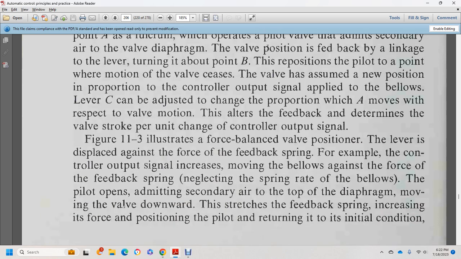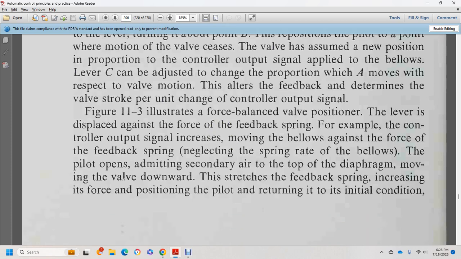Figure 11.3 illustrates the force balance of the valve positioner, balanced against the force of the feedback spring. For example, the controller output signal increases to move the valve against the force of the feedback spring, neglecting the spring rate of the bellows. The pilot opens, admitting secondary air at the top of the diaphragm, moving the valve downward and stretching the feedback spring, which increases the force on the pilot and returns it to the initial condition.